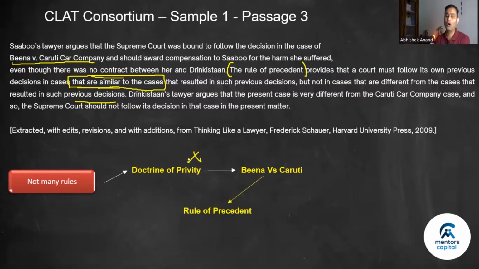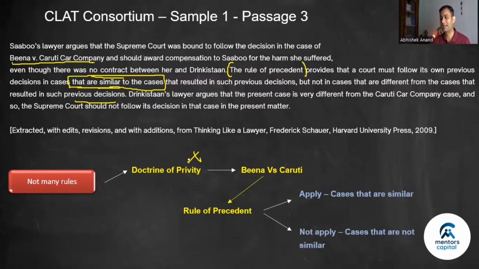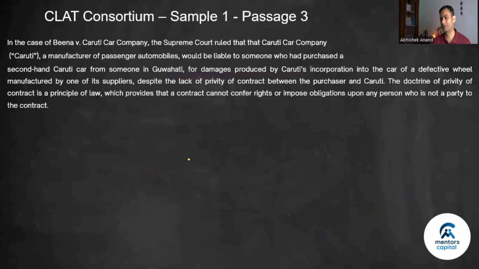अब when can you apply this Bina versus Karuti case? Basically, rule of precedent आप कब लगा सकते हो? It will apply if you can prove that the cases are similar, the situation is similar. It will not apply if you can prove that the case is not similar. So this is what has happened.